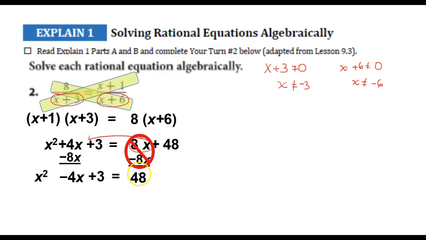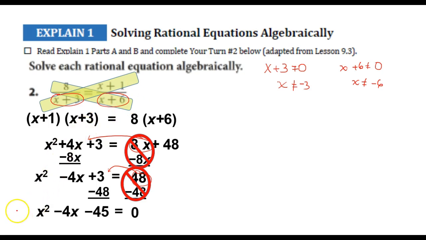Again, we're going to go ahead and move that positive 48 by doing the opposite. What's the opposite of a positive 48? Negative 48, and that would be x squared minus 4x minus 45. Now I do ask students to factor. Take some time, factor this out. You know how to do that. Alright, factor.